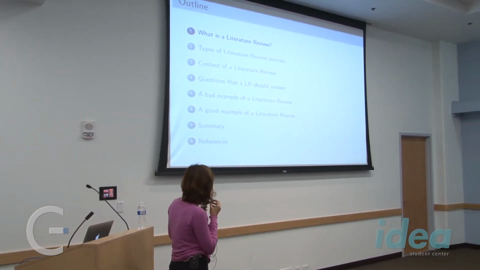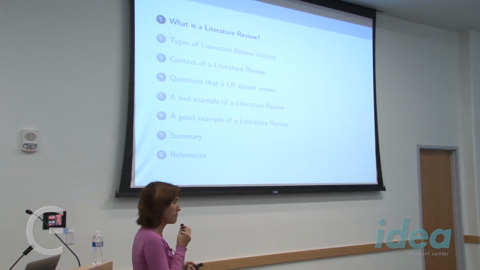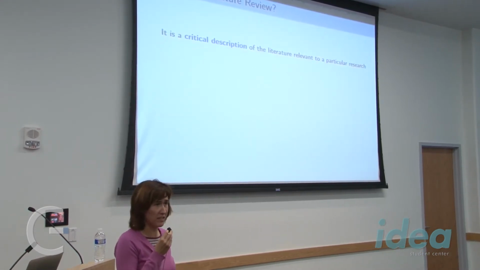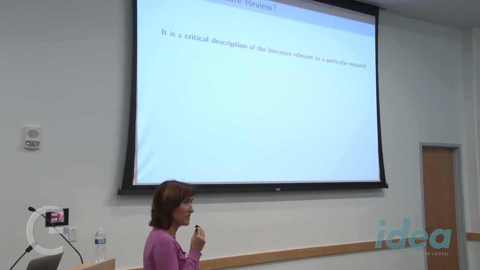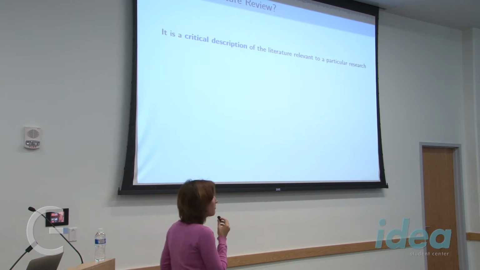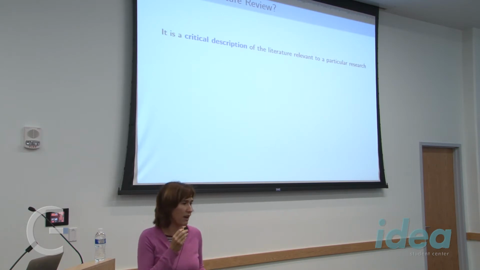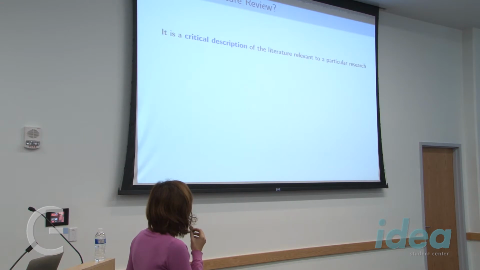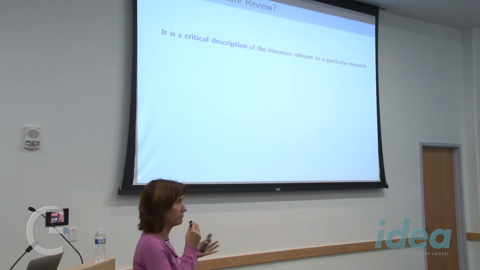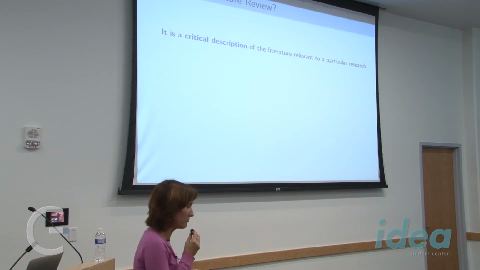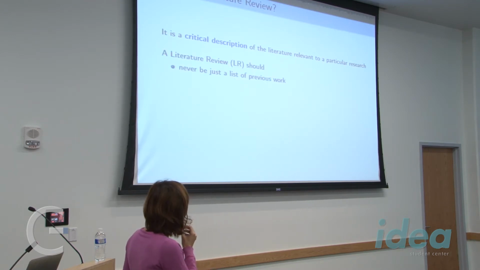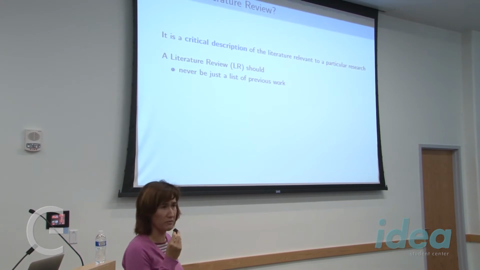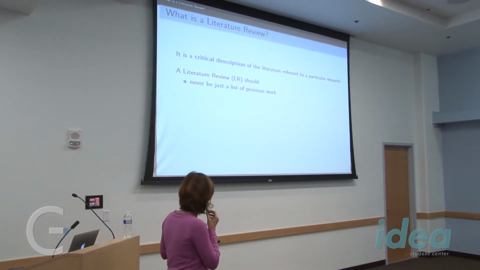So let's start by saying what a literature review is. Basically, the literature review is a critical description of the literature relevant to a particular research work, okay? The literature is wide and there are many things you can cite, but you have to focus. And then we can describe what the literature review should and shouldn't be. For example, it should never be just a list of previous work. Okay, that's a bad thing to do.